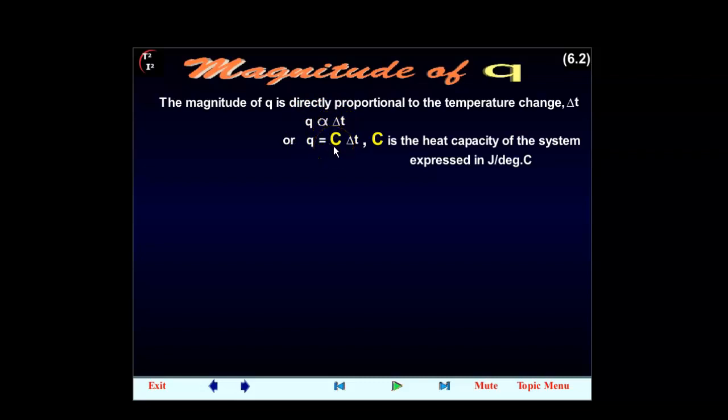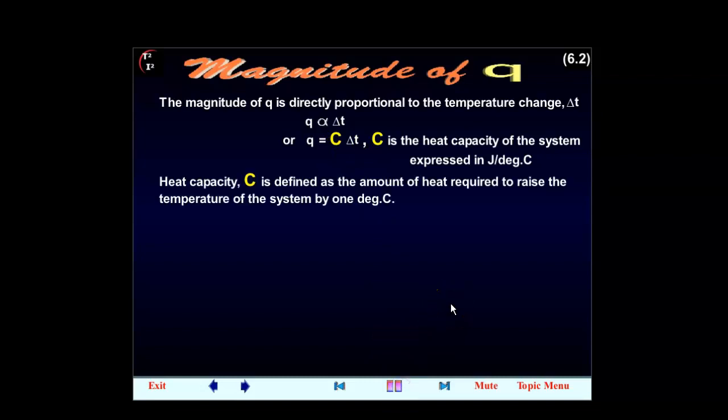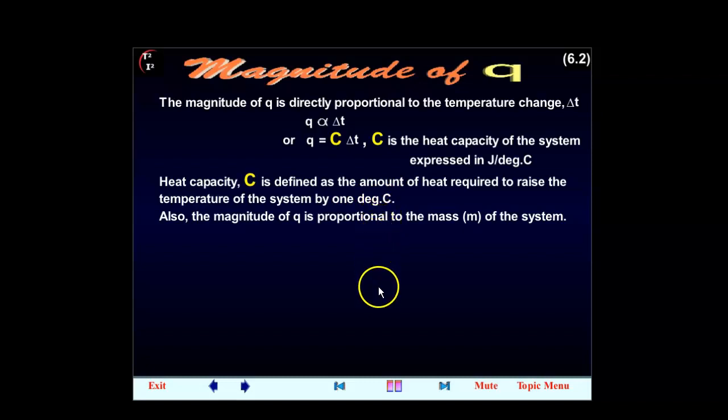Every substance has its own specific heat capacity, which is going to be given to you in any question. Heat capacity, C, is defined as the amount of heat required to raise the temperature of the system by 1 degree Celsius. Also, the magnitude of Q is proportional to the mass of the system. Q is proportional to mass.